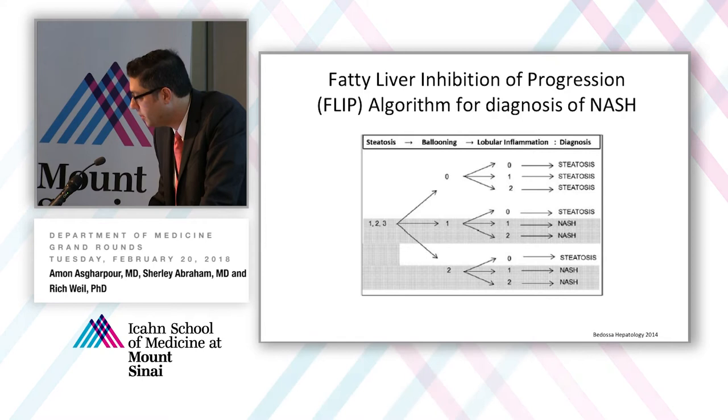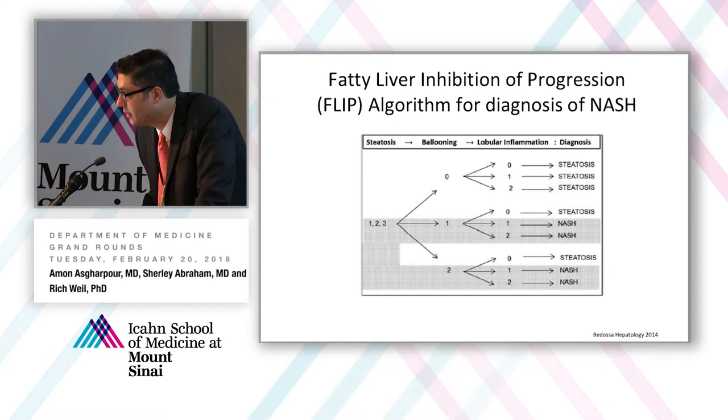And ballooning is one of the key features, and probably undergraded, because it only goes from 0 to 2 instead of 0 to 3. And then you need some lobular inflammation to really call it NASH. You need a little bit of ballooning and a little bit of inflammation plus the steatosis to really call it NASH, the gestalt of NASH that you see in pathology.